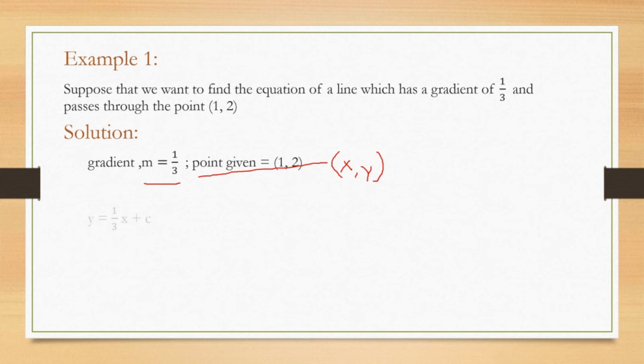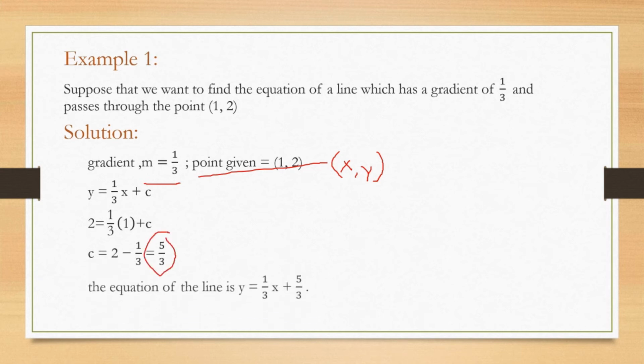You can directly substitute the value of m into the general equation y equals mx plus c, and then substitute the x and y values of the given point to get the value of c, which is 5/3. And finally, the equation will be found, which is y equals 1/3 x plus 5/3.